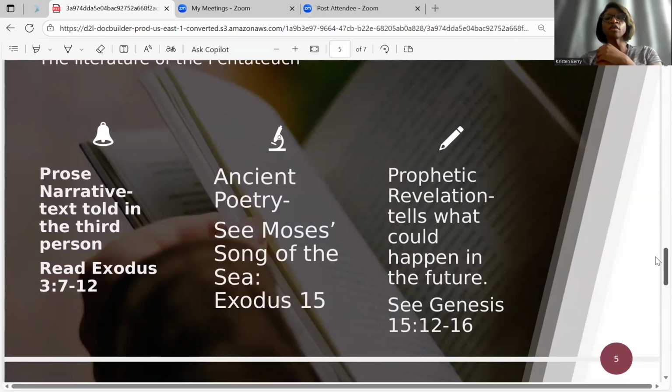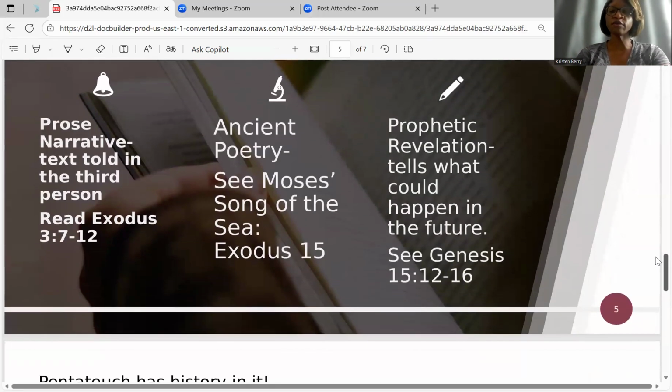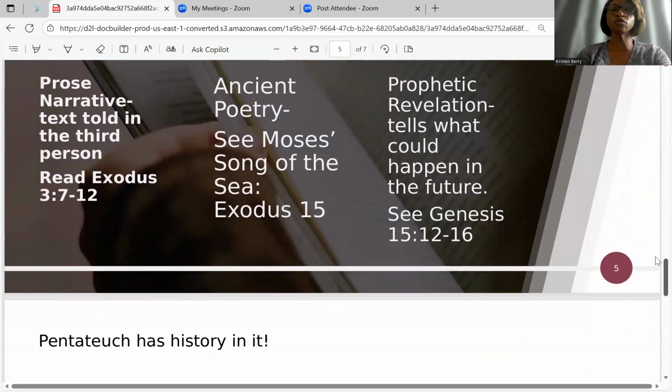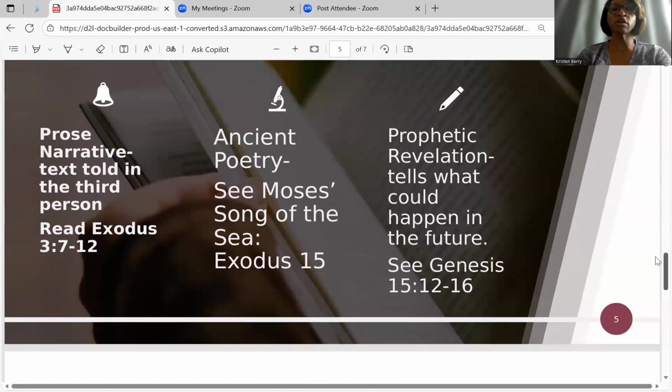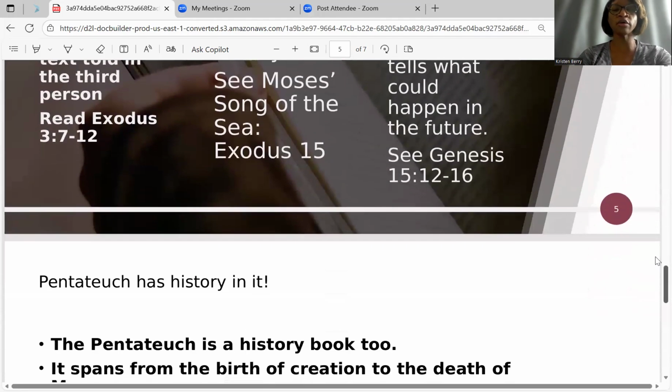Then I want you to see poetry. Poetry is also in the book of Exodus in chapter 15. You can just kind of thumb through. And then also within literature, you find a prophetic revelation, telling what the future will be. You can see this in Genesis chapter 15, verses 12 through 16. If you want to, pause the video and go to those passages and read them so that you can get an idea of what we're talking about here.